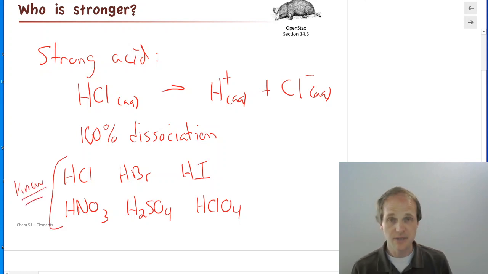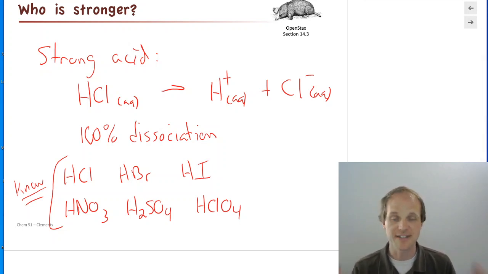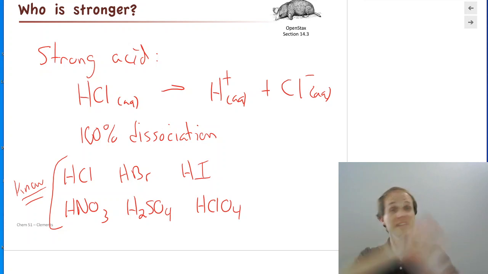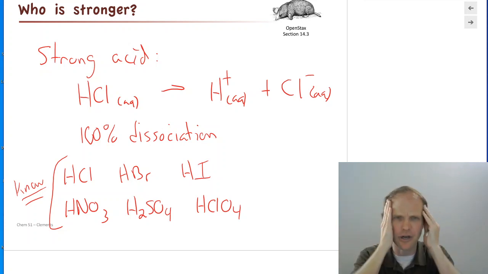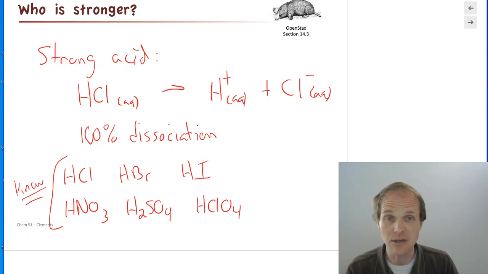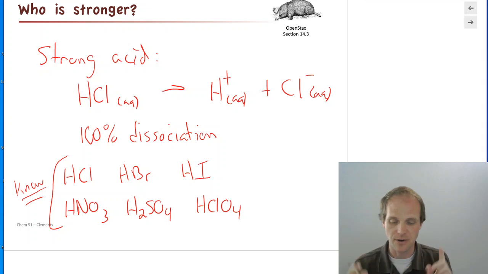You need to know those because you need to be able to recognize right away, do I have a strong acid? Do I have a weak acid? Well, how do you know if you have a weak acid? Because it's not one of those. There's only 6 strong acids. Everything else is a weak acid. So if you run across an acid you've never seen before in your whole life, you're like, I don't know, is this a strong acid? Is it a weak acid? It's a weak acid because it's not one of these 6 strong acids. That's all you need to know. Okay? So recognize those 6 strong acids. Everything else is a weak acid.